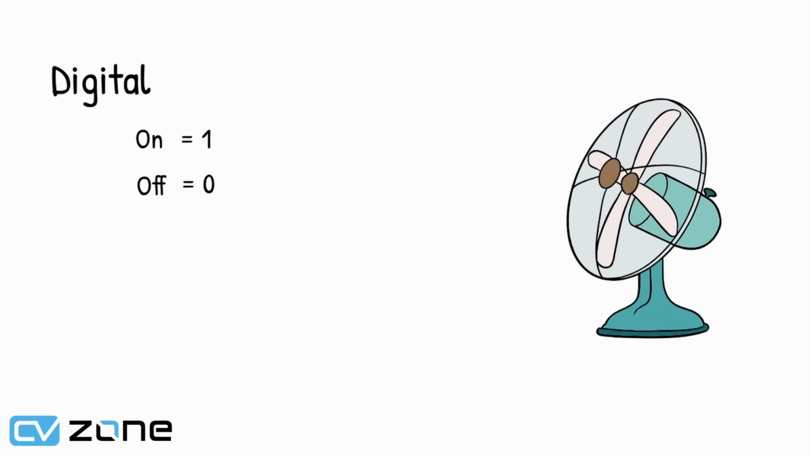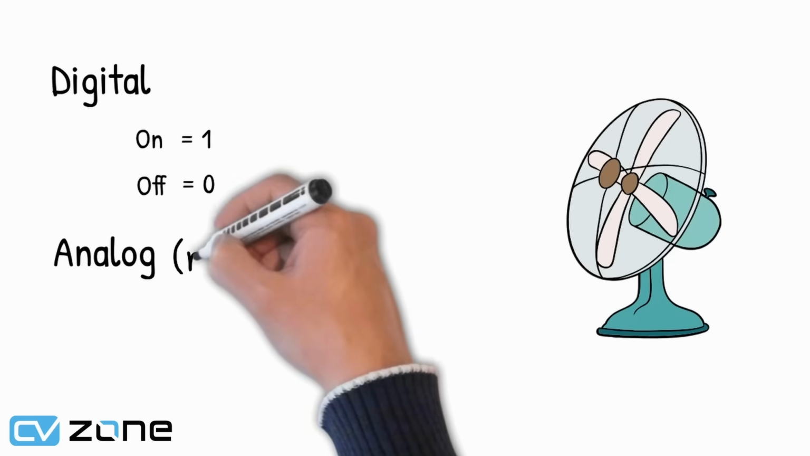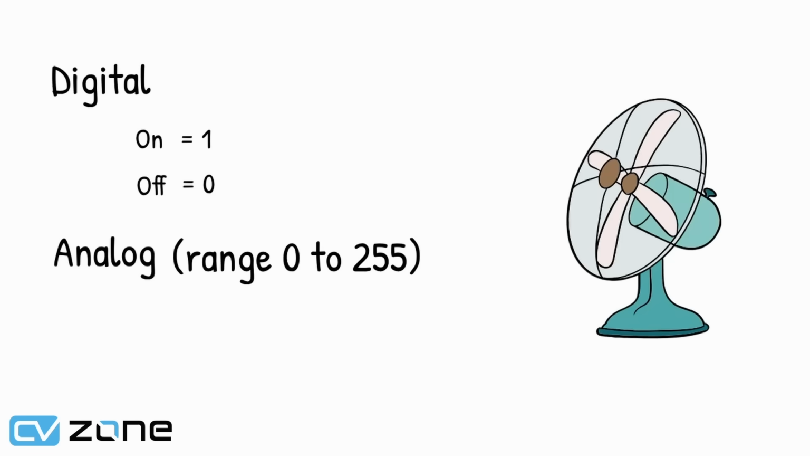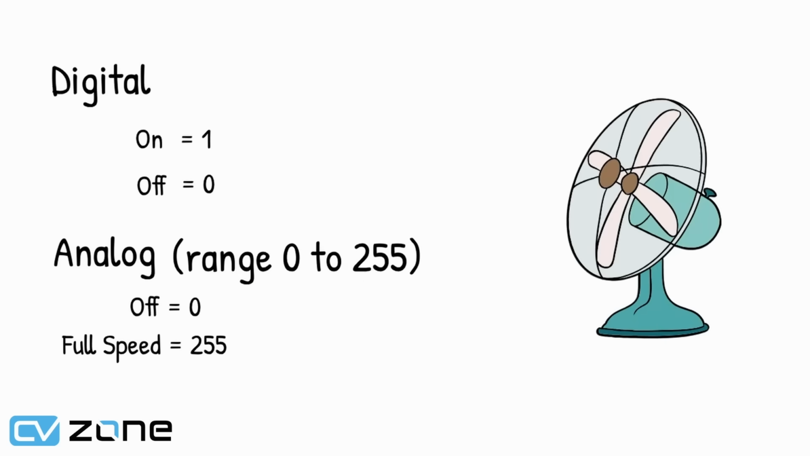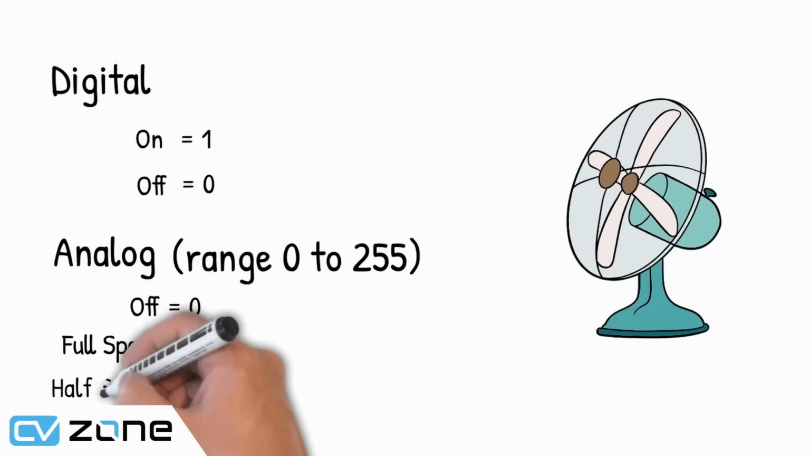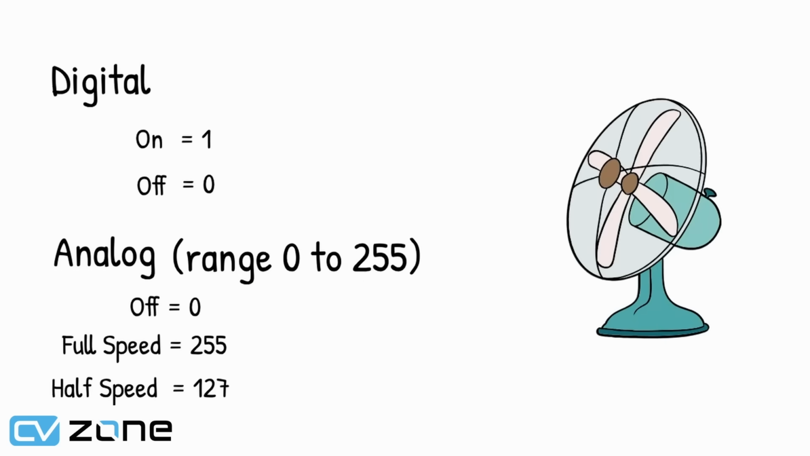If we control the fan with analog signal, this would mean we have a range of values. Therefore, we can now control the speed of the fan rather than just on and off. For example, the range is from 0 to 255. 0 would mean off, 255 would mean full speed, whereas 127 would mean half the speed.